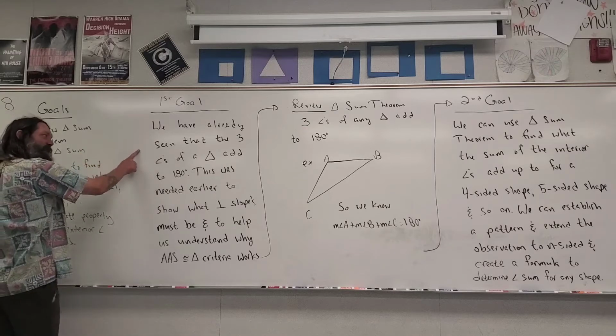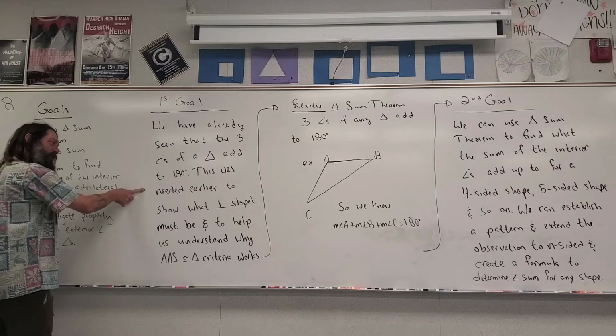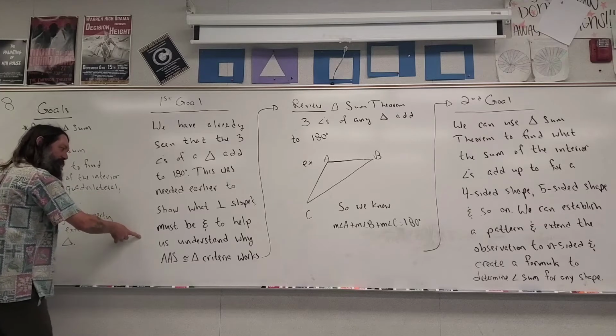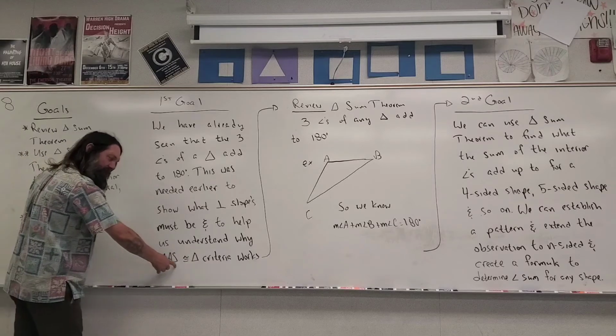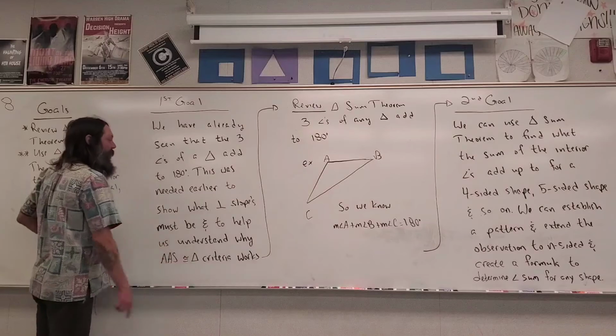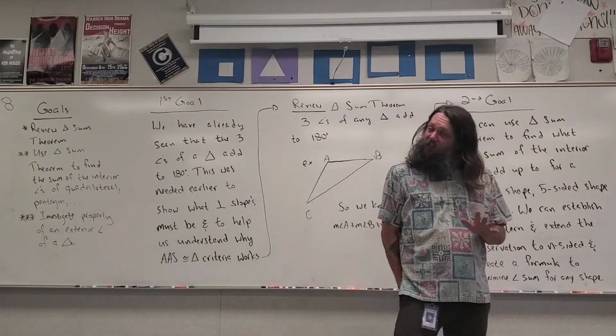We have already seen that the 3 angles of a triangle add to 180 degrees. This was needed earlier to show what perpendicular slopes must be and to help us understand why the angle side congruent triangle criteria works. Let me just hit the brakes here real quick on the lesson.